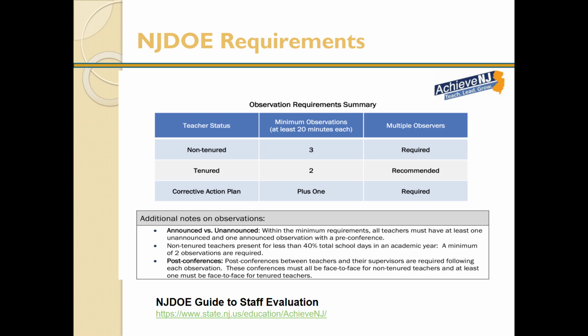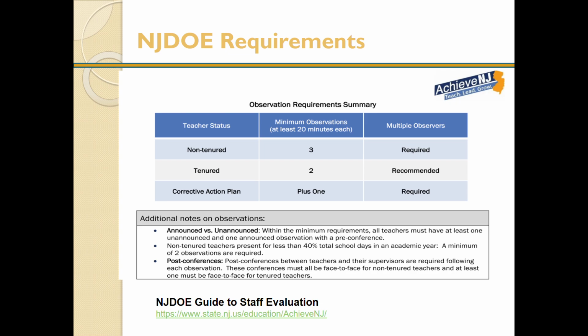Once again, a non-tenured teacher is supposed to have a minimum of 3 observations. If they're under a CAP, they would receive 4. If they are a tenured teacher who is supposed to receive a minimum of 2 observations, if they are under a corrective action plan, they would be receiving 3 observations for the year.